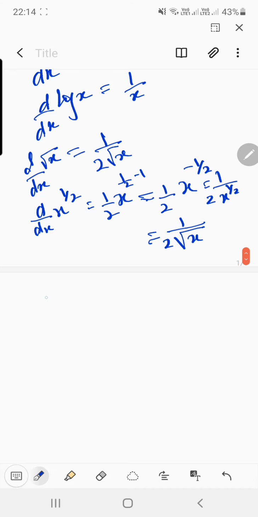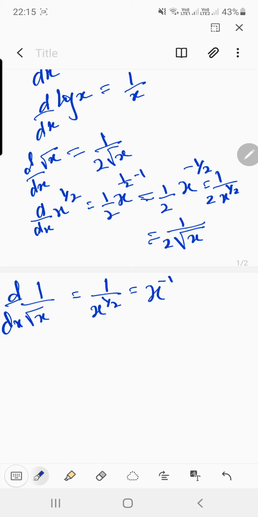So moving further, what would be the derivative of 1 upon root x? Let's use the same principle and see what we get as an answer. To find the derivative of 1 upon root x, we'll first of all simplify this by converting the root to 1 by 2, and then when you bring it up using the law of indices, it becomes minus 1 by 2.